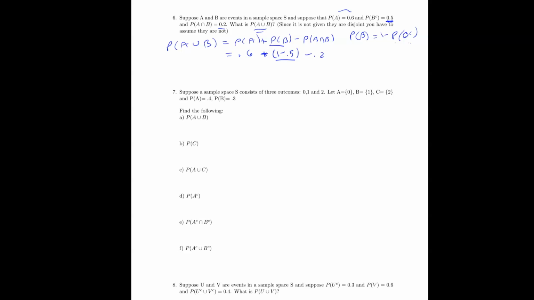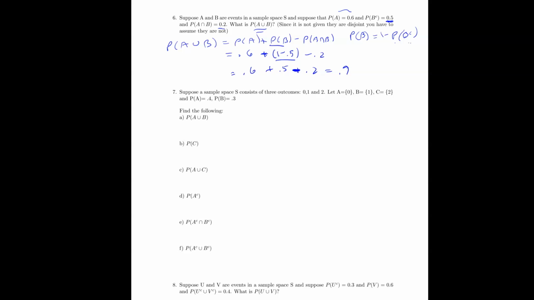And then I'm going to take away this 0.2, so that I get 0.6 plus 0.5, minus 0.2, which gives me 0.9. Okay, so let's play with some more probabilities.